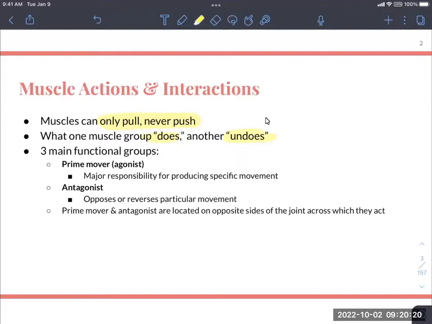We also have what are called primary movers, and they produce those specific movements, like walking. Antagonists, they kind of oppose or reverse particular movements. So they're located on opposite sides of the body, like the triceps on the back side of your arm or the brachium, and the biceps on the front side. Your quads or quadriceps in the front, your hamstrings in the back. Those are all primary movers and antagonists. They work together or they work in opposition to do different movements.